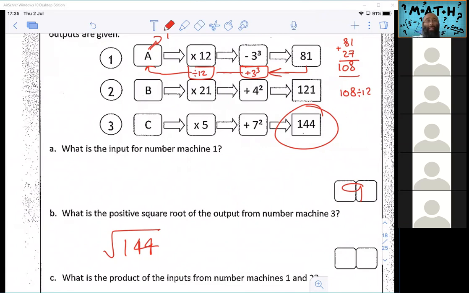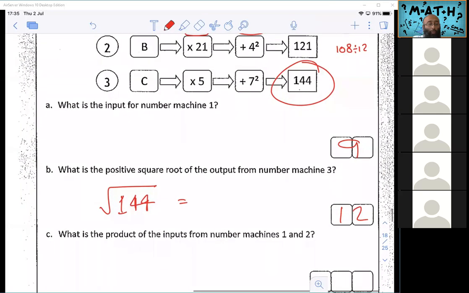I don't even know why they mention give us the positive square root, because normally that's what you give by default. So they want to know, what number times by itself gives you 144? It's 12 times by 12, and that's 144. And that's the answer, because 144 is a square number.